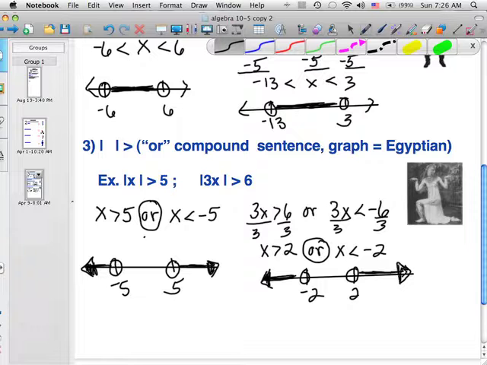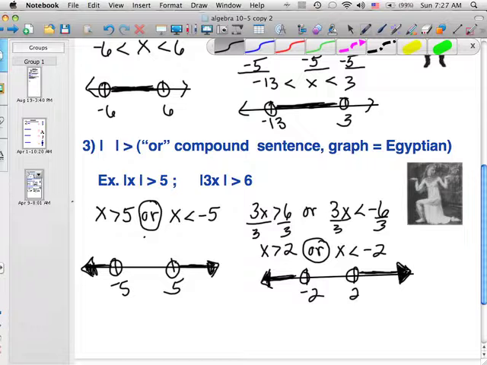So when you have absolute value problems, you have 3 possibilities. If it's equal, you'll have the 2 dots. If it's less than, you'll have the Russian elbows. It'll be a between problem. And if you have greater than, you have the Egyptian. You have 2 arrows going opposite directions, like your arms when you do the Egyptian dance.